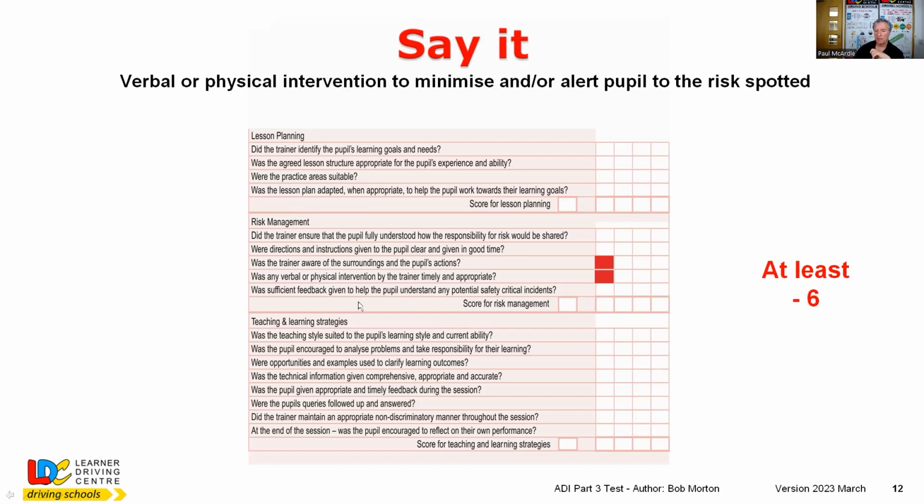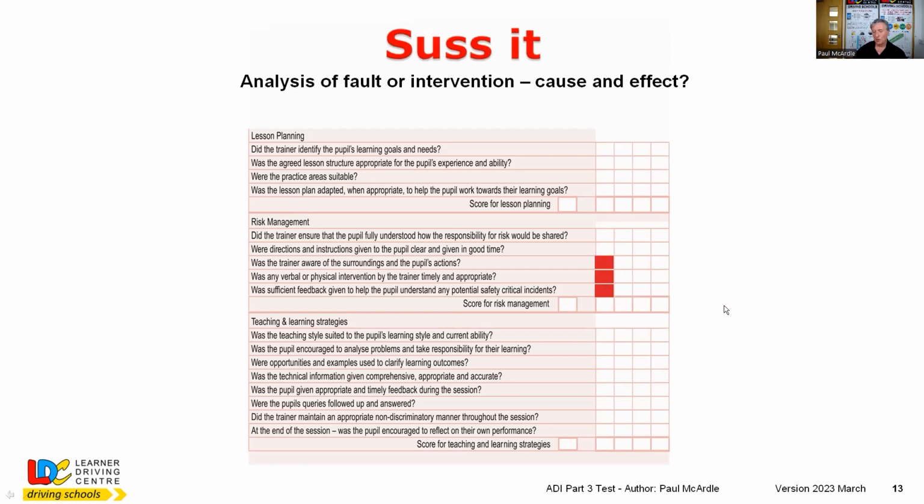Was sufficient feedback given to help the pupil understand the potential risk of safety critical? Well, if you never spotted the safety critical incident, you never mentioned it, chances are you're not going to give them any feedback about it either. So guess what? You're going to go down on that. At this fraction of moment in time, they're still 3s. These are -3, which means that they're all 0. However, we've now got at least -9.